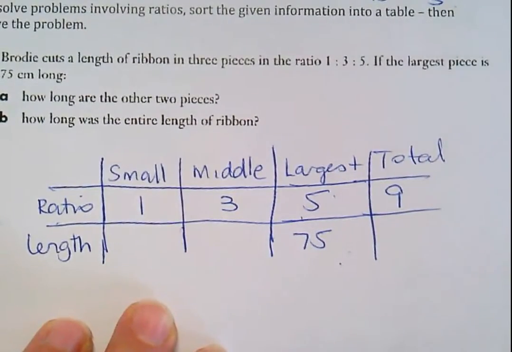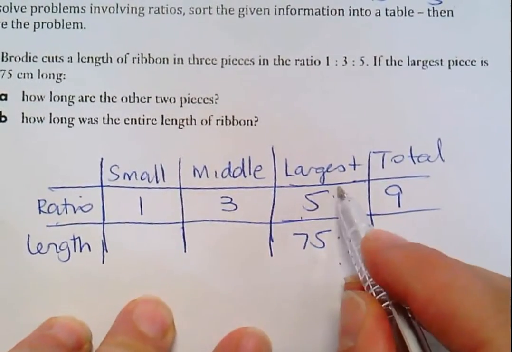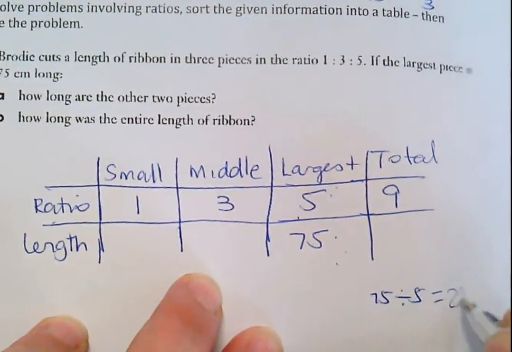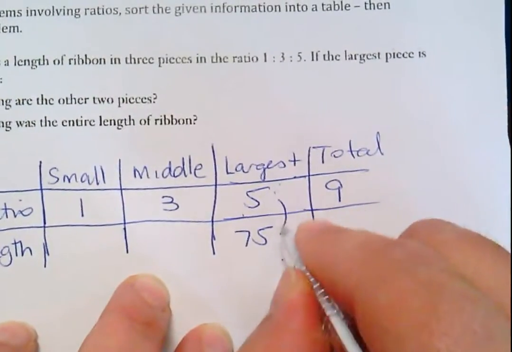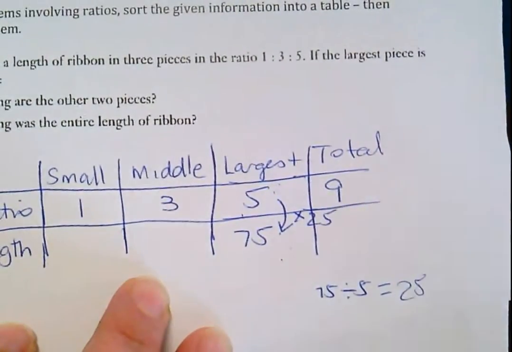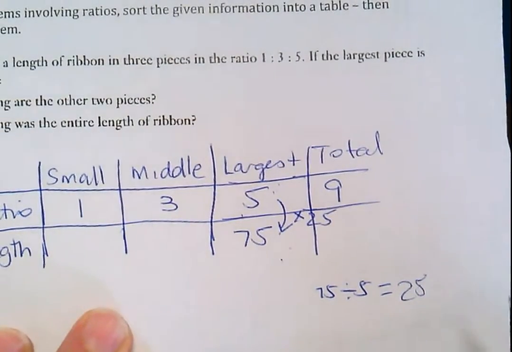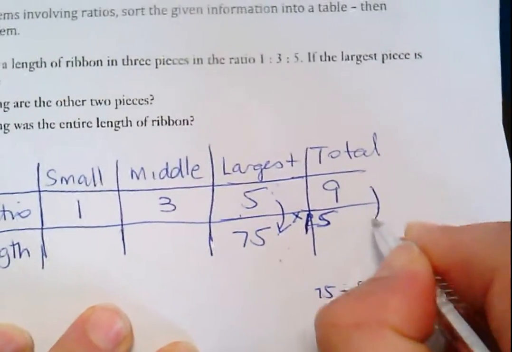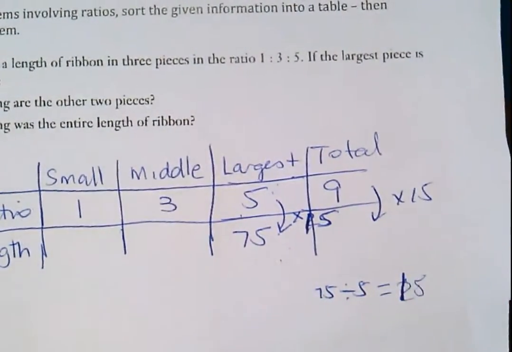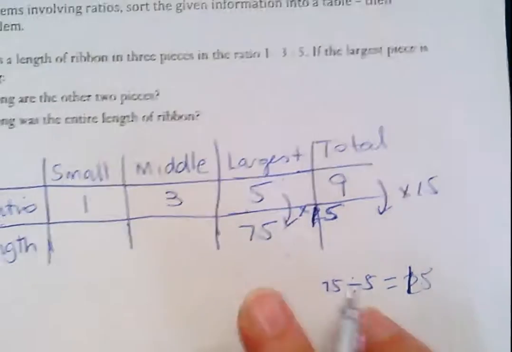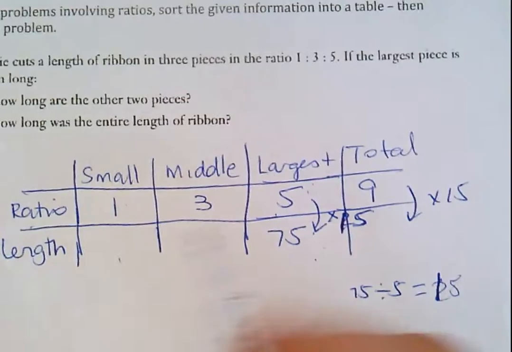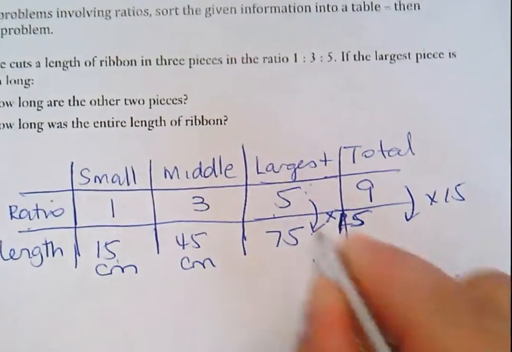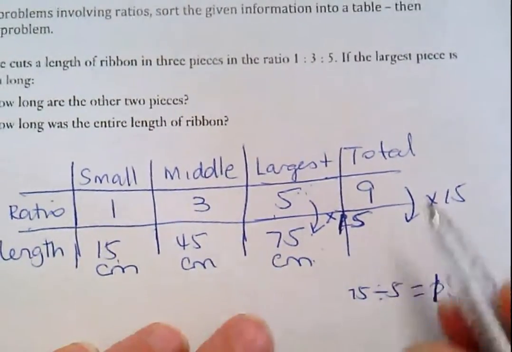Now, if you can't work out 5 times what, you do 75 divided by 5. You work backwards. So you say to yourself, 75 divided by 5 is 15. Sorry, it's 15. So that means to go from the top row, the ratio, to the quantities, I times by 15. What's 1 times 15? 15. Good. 3 times 15. We know that this is that. And what's 9 times 15?